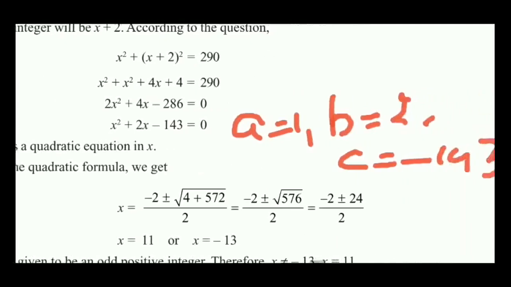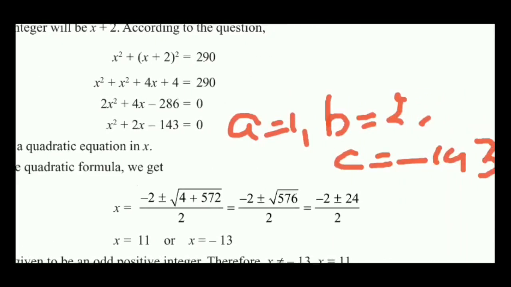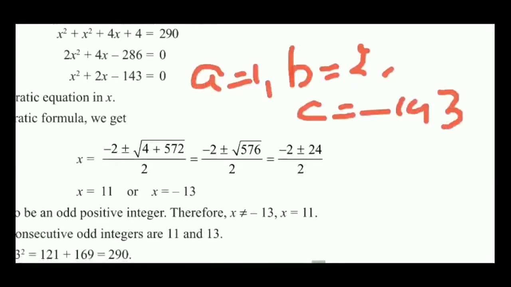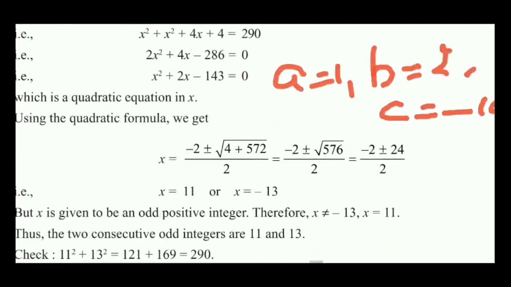Now what will you do? You will compare this quadratic equation with the general form of the quadratic equation, and you will get the value of a equals to 1, b equals to 2, and c equals to minus 143. Now you will use the quadratic formula. And what is the quadratic formula? We know that x equals to minus b plus minus under root b square minus 4ac upon 2a.